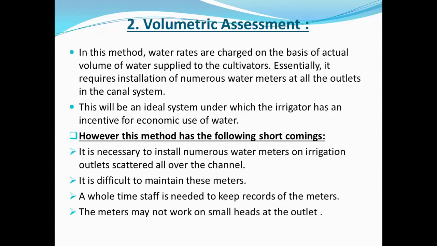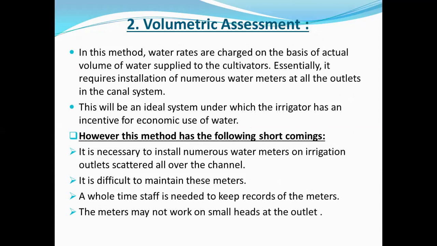The second assessment method is volumetric assessment. In this method, water rates are charged on the basis of the actual volume of water supplied to the cultivators. Essentially, it requires installation of numerous water meters at all the outlets in the canal system.